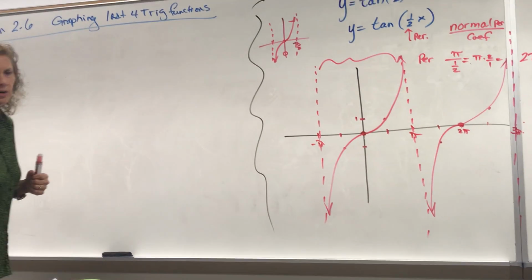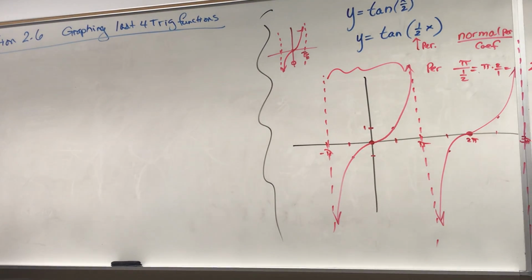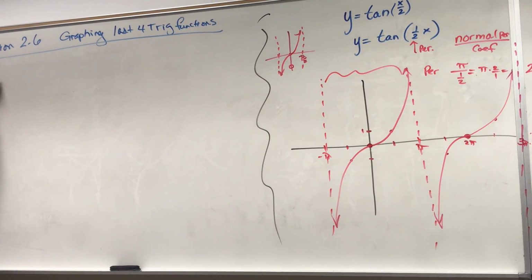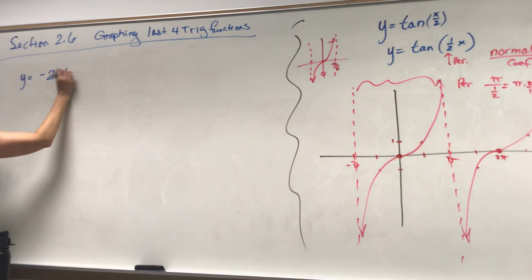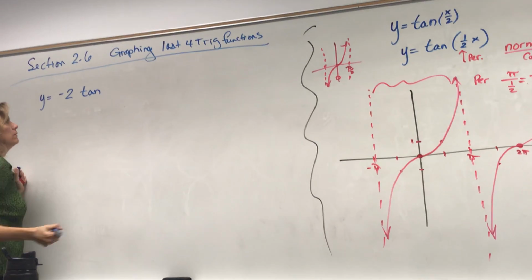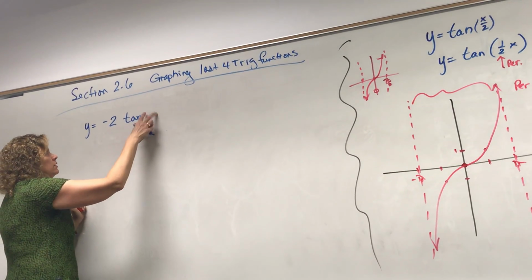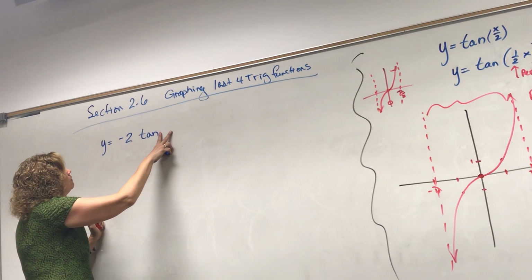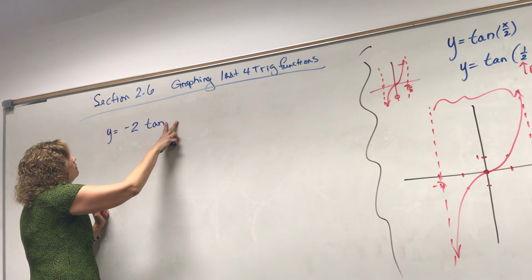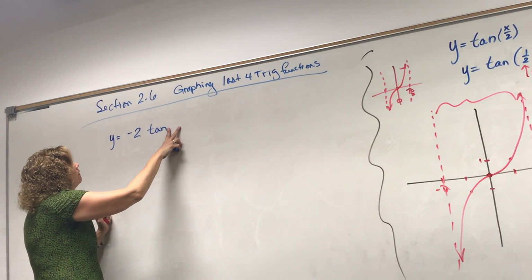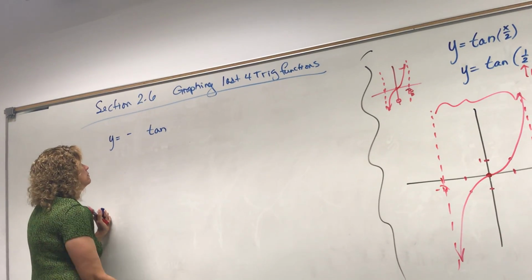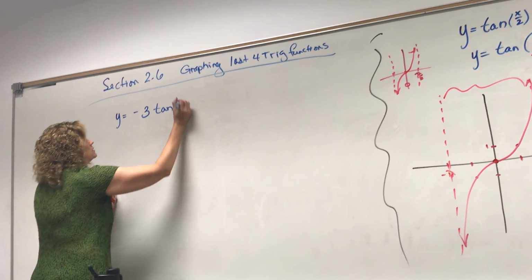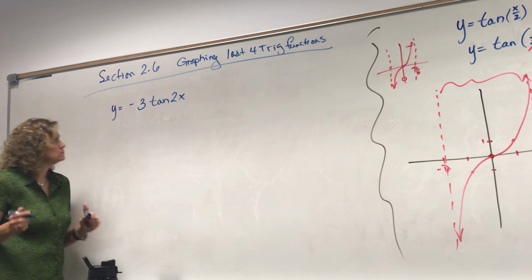Oh, whoops, I graphed it in red, but wrote the equation in blue. Y equals -2 tan. Do you want a coefficient in here? Yeah, just an easy one. All right, let's make this 3. And let's make this 2x.